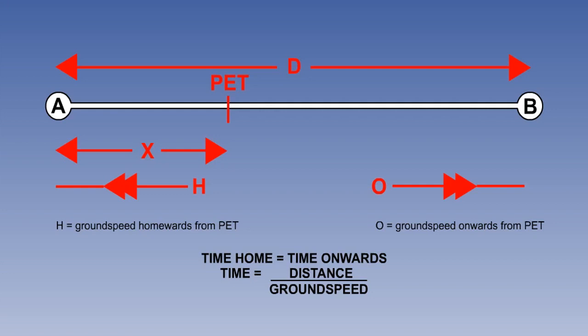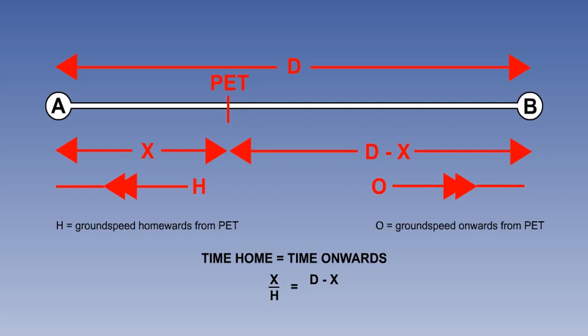But time is distance divided by ground speed. For example, if you have 100 miles to drive and your speed is 50 miles an hour, it would take you 2 hours. The distance home is x, and the ground speed home is h. If the total distance is d, and the distance home from the PET is x, then the remaining distance onwards from the PET must be d minus x. And the ground speed onwards is o.